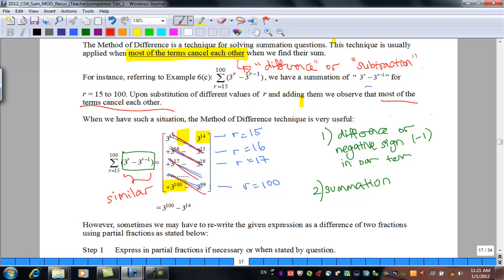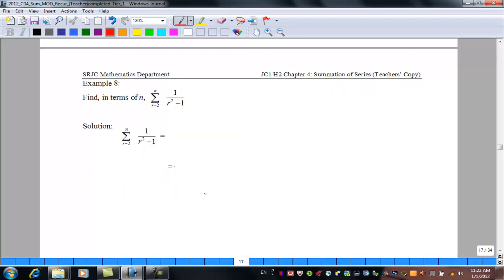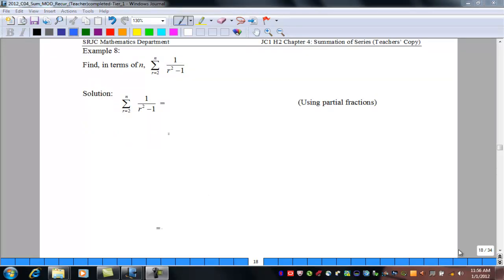Now in general, when you are able to see that you can use the method of difference, it is actually quite easy to apply. The problem arises when we do not know that we are able to apply it. So let's look at example 8. We are asked to find the sum of 1 over r squared minus 1. Observe straight away that our difference here is trapped in the denominator, and r squared and 1, these two terms are not similar at all.